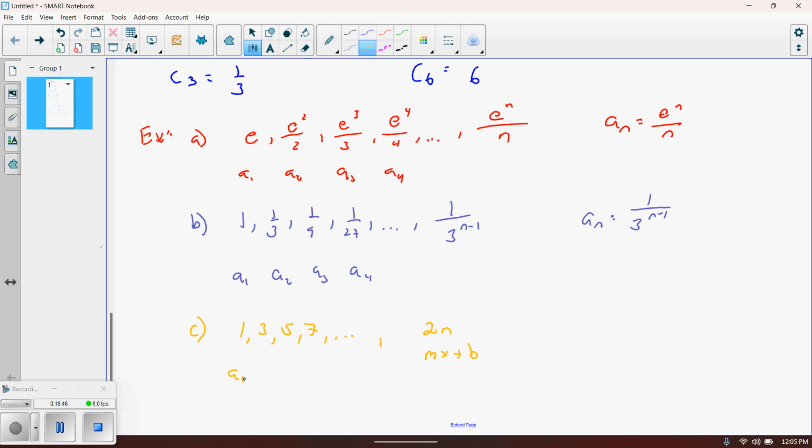If I were to simply plug in 1 into my n right now, I would get 2. I would not get 1. But I can fix that easily by subtracting 1. Now, if I were to plug in 1 for n, I get 2 minus 1, which is 1. If you plug in 2 for n, you would get 4 minus 1, which is 3, and that's the second term. So there we go. So your a sub n here is linear. It's 2n minus 1.